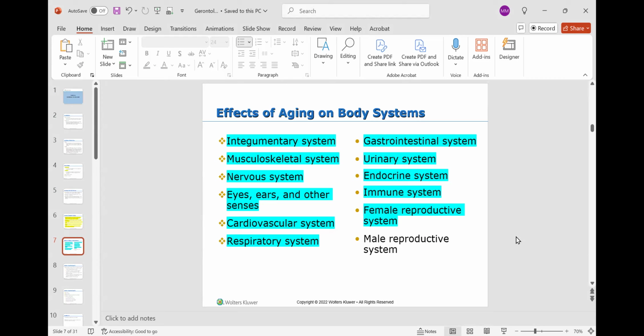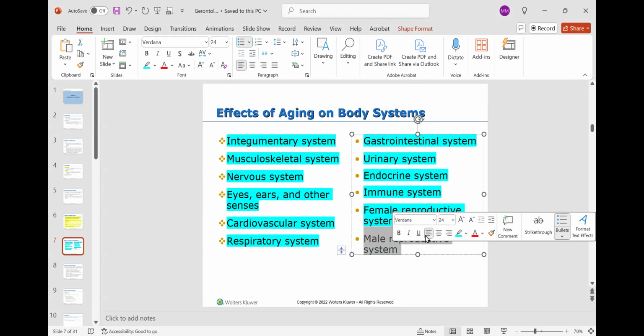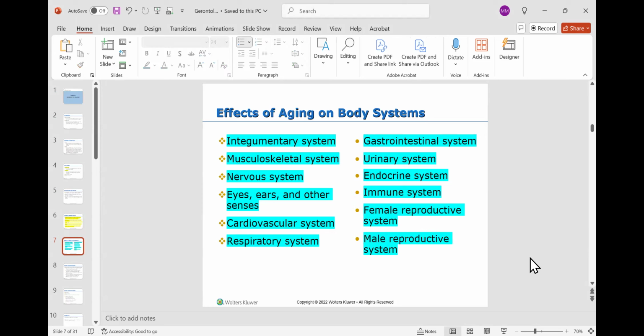Male reproductive system. Fun fact, males make sperm until the day they're dead. Until the day they are dead. We don't make eggs. When we are born, there's a finite number of eggs in each ovary. That's what we got. That's all we've got. And that's it. That's the end, right? So we don't make eggs.